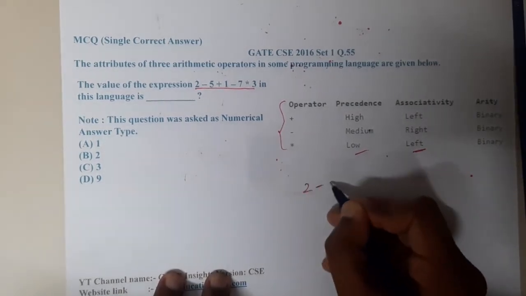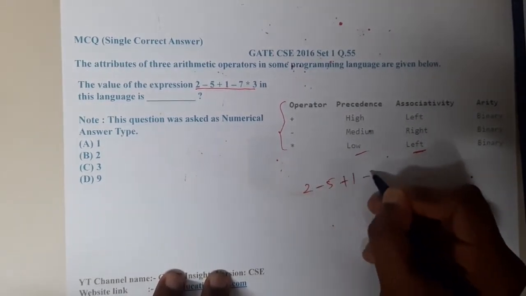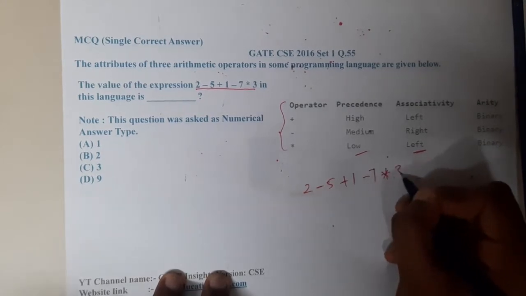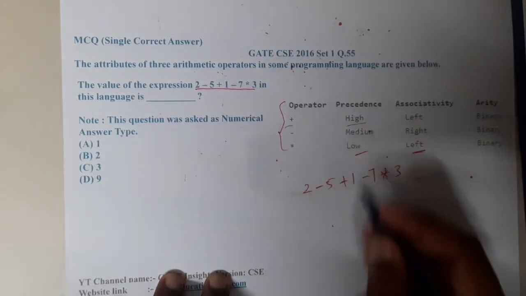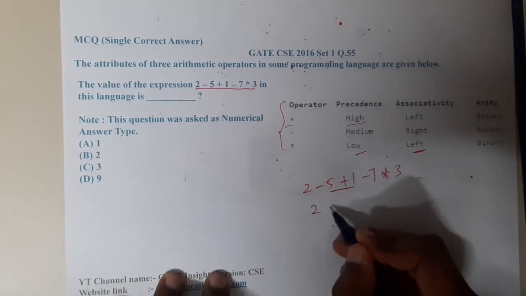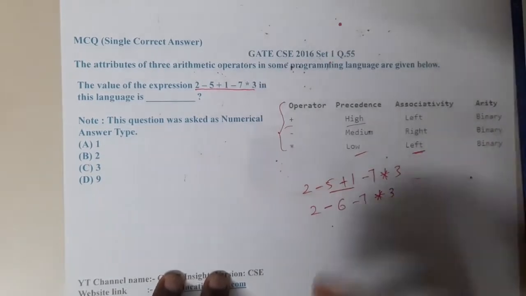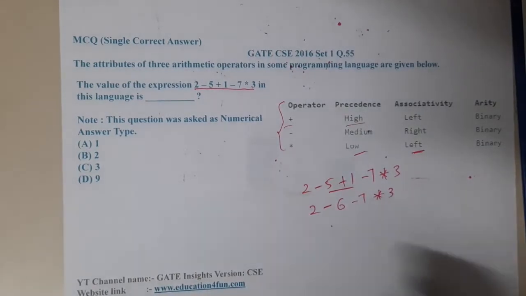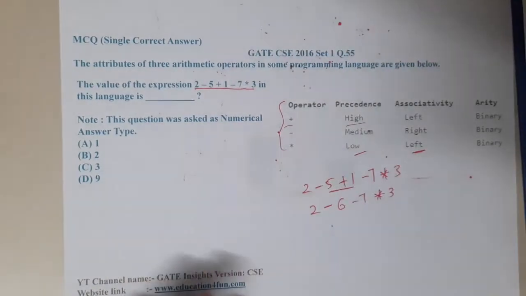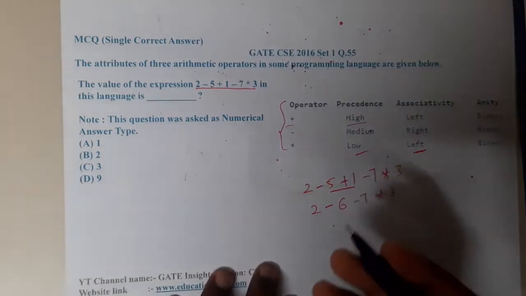So 2 minus 5 plus 1 minus 7 into 3. What is the highest precedence, guys? It is plus. So where are we finding plus? Substitute and solve it. Minus 7 into 3. What is the next precedence? We are not having any more pluses. So what is the next? It is nothing but minus.